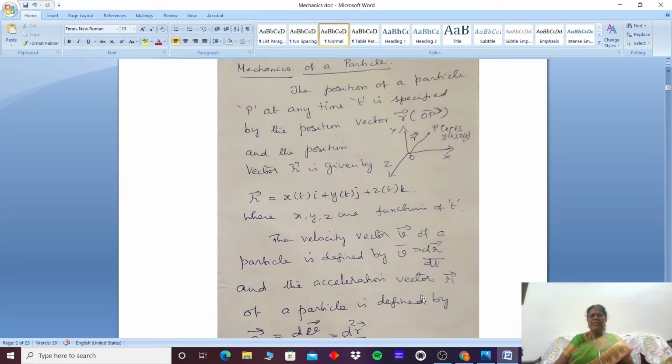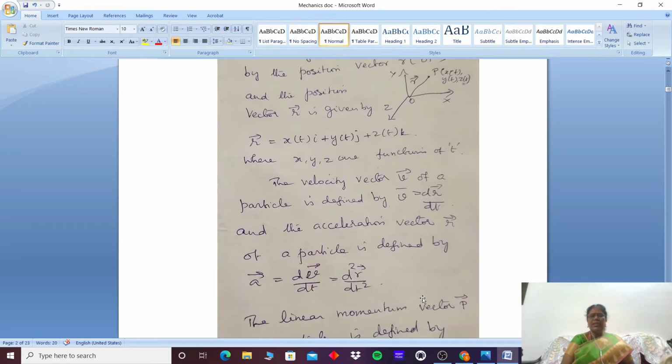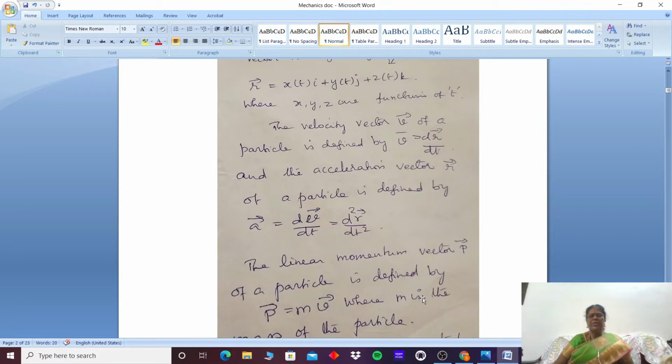The velocity vector v of the particle is defined by dr by dt, that is the rate of change of the vector r with respect to the time t, and the acceleration vector of a particle is defined by dv by dt, that is nothing but d square r by dt square. So we shall denote it by a. So vector a is equal to dv by dt, which is equal to d square r by dt square.